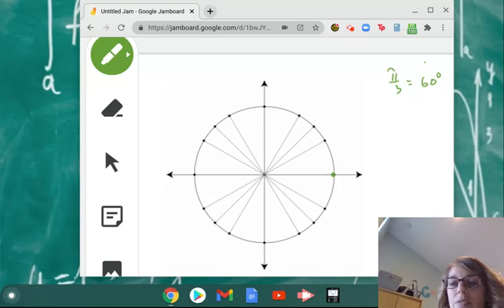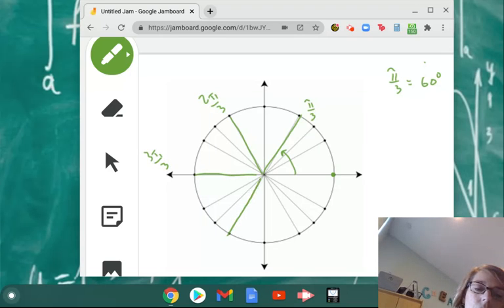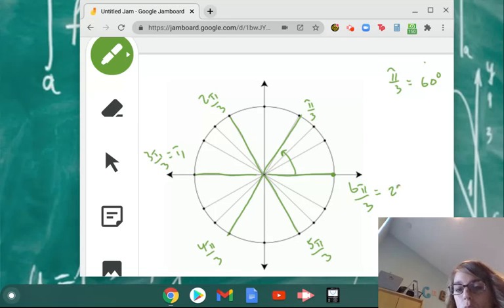Again, I'm starting on the positive x-axis, and I'm going to travel 60 degrees or pi third. That lands me here. And I'm just going to count. I'm not going to reduce. This is pi thirds. Another 60 degrees gets me to 2 pi thirds, 3 pi thirds, 4 pi thirds, 5 pi thirds, and then finally a full rotation is 6 pi thirds. I can only reduce 2 of these. So 3 pi thirds becomes pi, and 6 pi thirds becomes 2 pi.